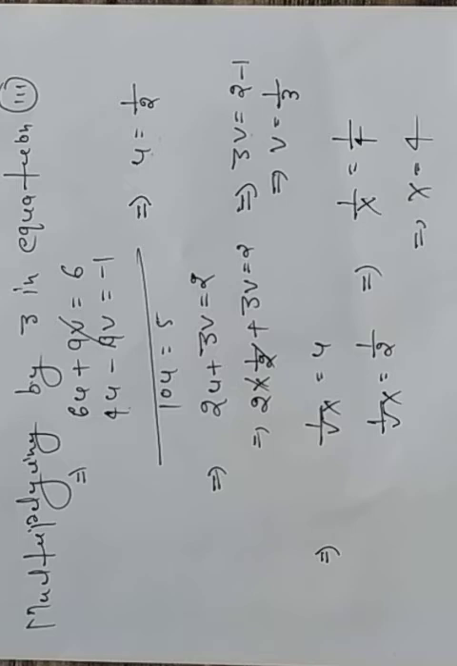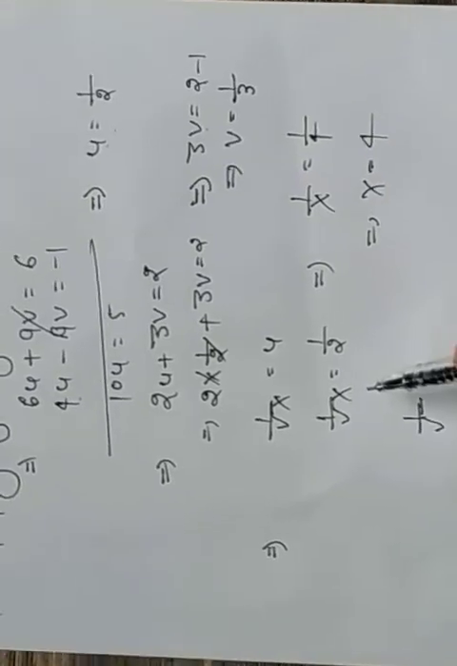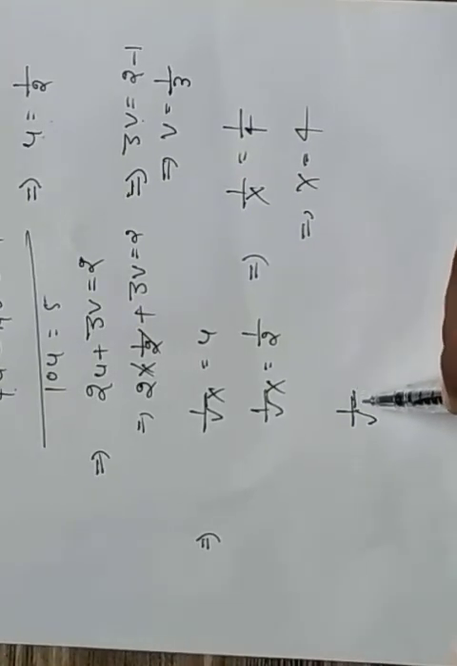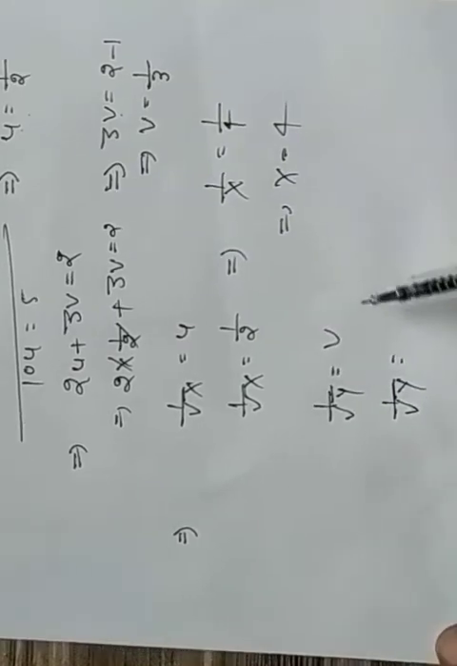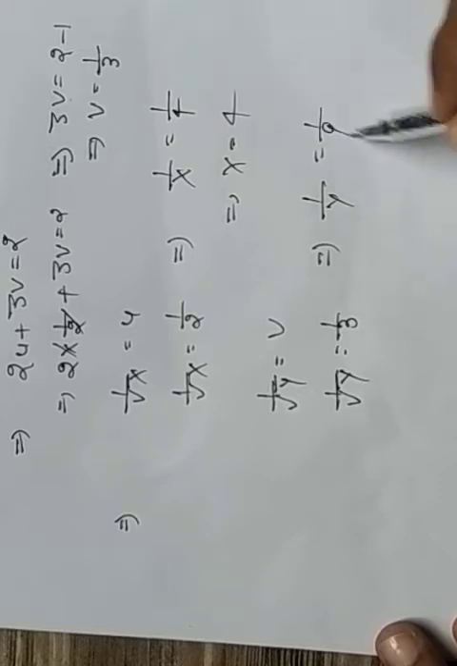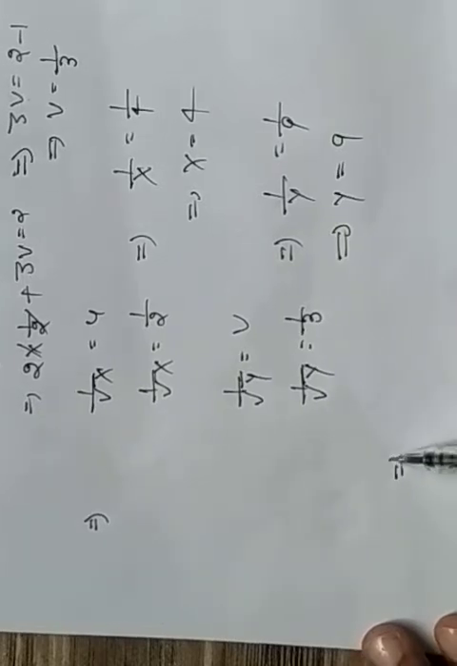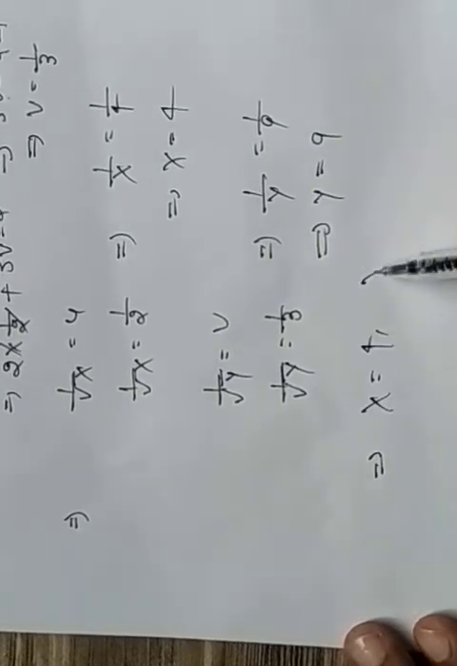And second time, when we are comparing the second value, 1 by root y is equal to v, then 1 by root y is equal to value of v, which is 1 by 3. Now squaring both sides, we are getting 1 by y is equal to 1 by 9, implies y is equal to 9. So final answer is coming x is equal to 4 and y is equal to 9. Student, please note down solution of second part of question number 1.